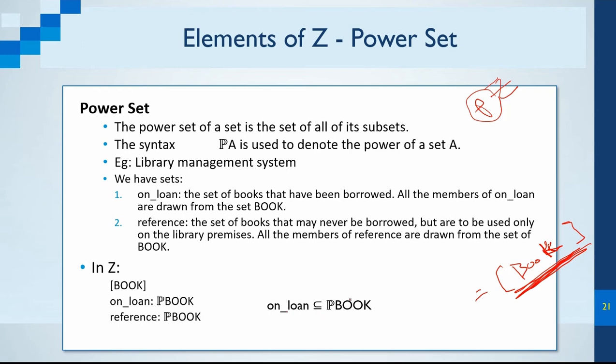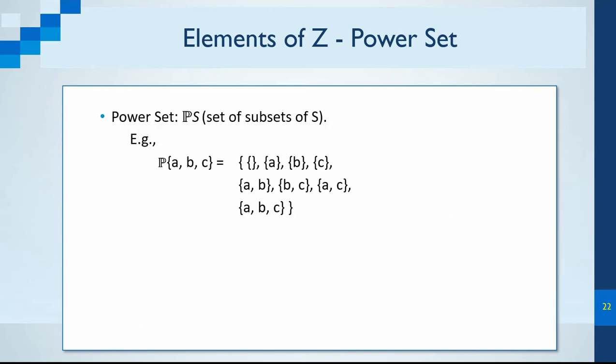Unknown is a member of the book. So this is the power set. What do we mean by power set? If we have the power set of {A, B, C}, then this is a subset of this power set.